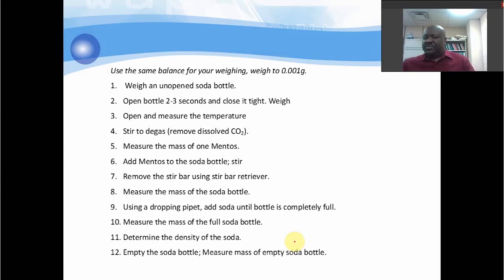It turns out it's really simple. Take your Pepsi. We're going to give you Pepsi, nice and unopened. Make sure it's nice and dry. Weigh it to 3 decimal places. Don't round off. Just read what the balance says. Then you're going to go.